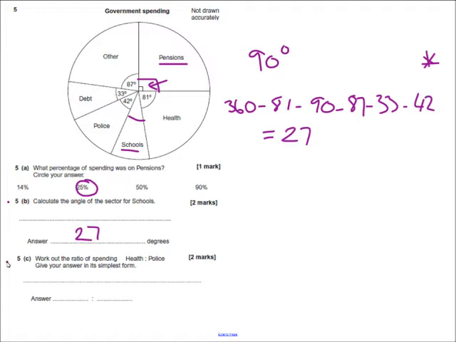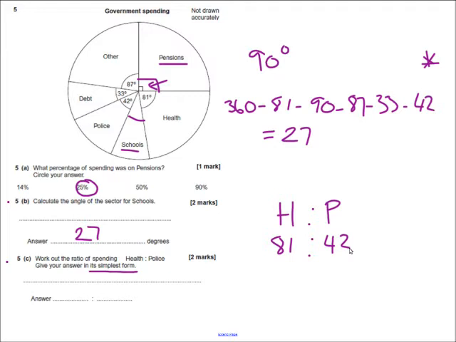Question 5c is asking us to work out the ratio of spending between health and police. An important thing here is it wants its answer in simplest form. So health to police is as it's written in the question, so that's how we have to write it down in the answer. So our health is 81 degrees and our police spending is 42 degrees. And what we need to do is work out if there are any common denominators to these two numbers to allow us to divide both sides and simplify it.